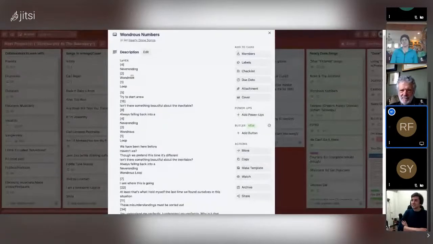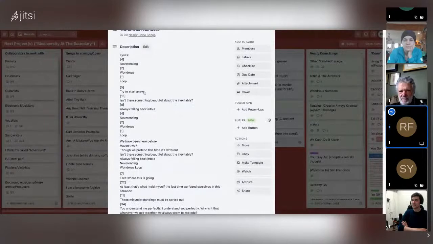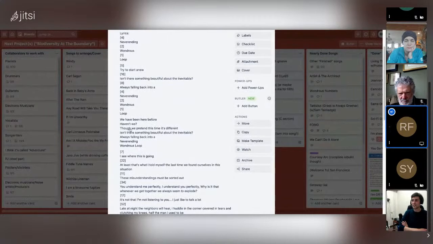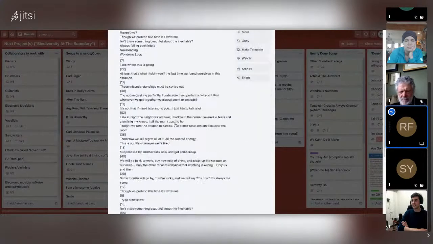So I will show you. Here's the lyrics. I happen to have them on screen because I wrote this 10 years ago, so I needed to look at them. So it's this one, right? Never-ending wondrous loop. Try to start anew is a new input, and that generates 168,421. We have been here before is 6. Haven't we is 3. Though we, so 3 goes up to 10, and I skipped, I don't think I even wrote down the try to start anew there, my shorthand. Then we get into 7.